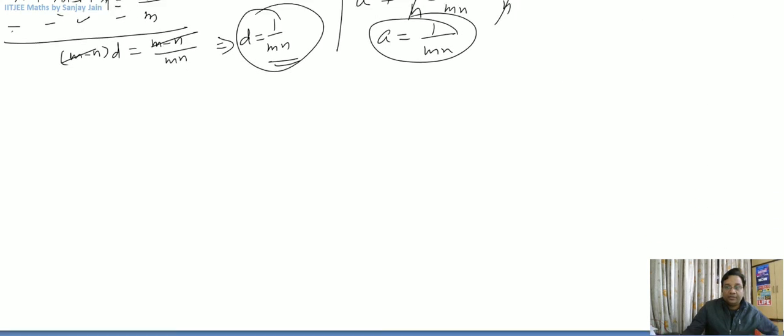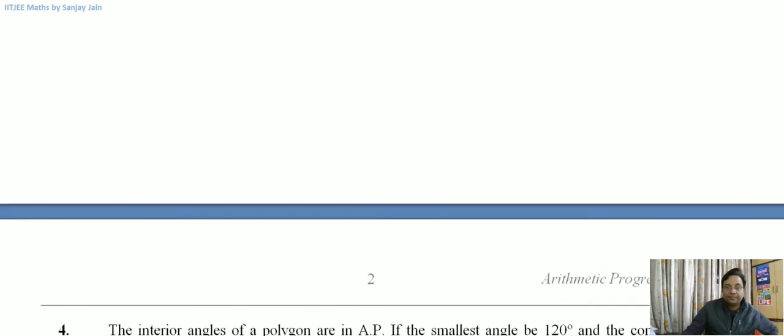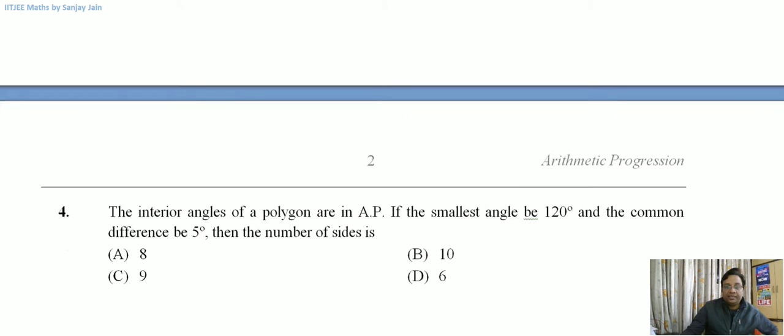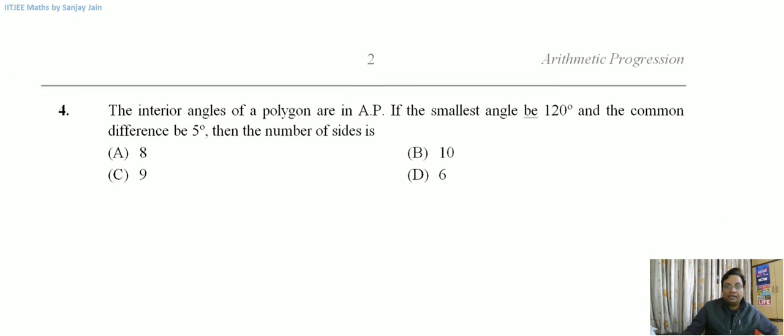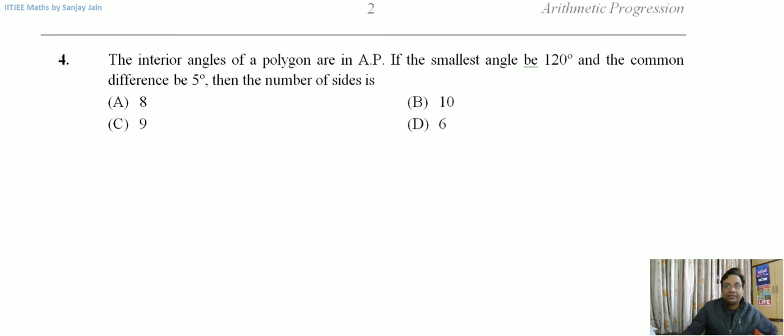Let's look at the next one. The interior angles of a polygon are in AP, right? If the smallest angle be 120 degrees and the common difference be 5, that means there is a polygon where the smallest angle is 120 degrees and the next angle will be 125 degrees, next will be 130 degrees, and so on. We need to find its number of sides.